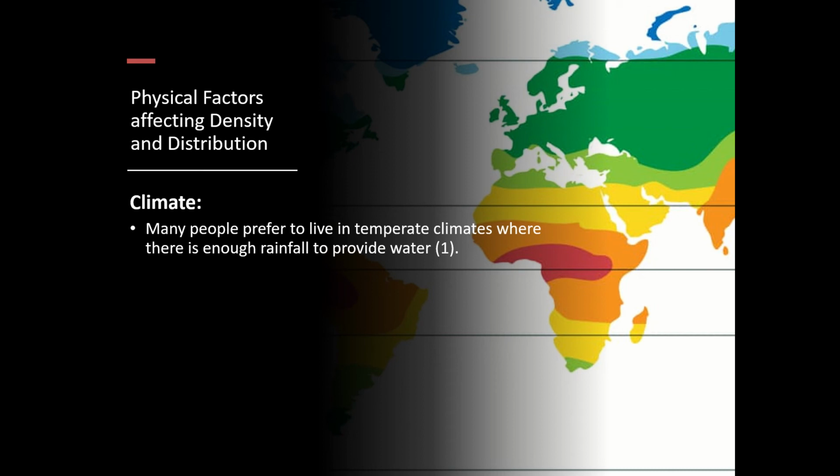You could use this to explain why some areas are denser or some areas are sparser. Remember, sparser means less dense. So just be aware that as we go through this presentation, these reasons can be used to explain either density or a lack of density. But the main thing to realize is that the climate controls how much rainfall there is. And in a climate where it is temperate, that means that there's enough rainfall to provide water for drinking.